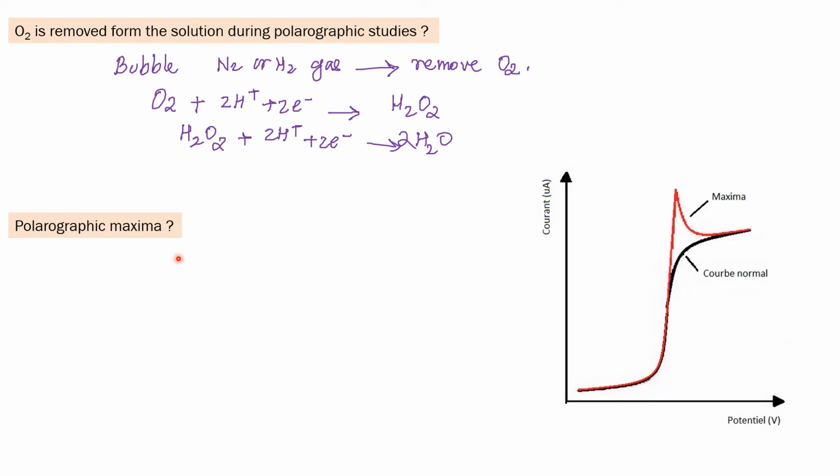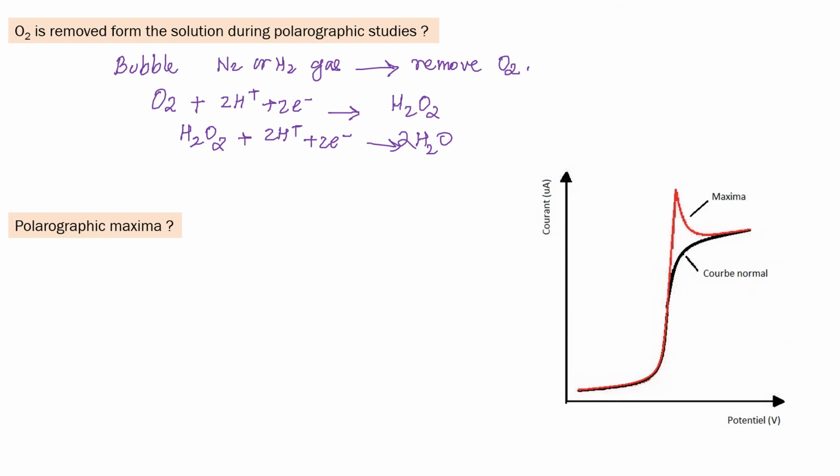The reason for polarographic maxima, till now, is not well known. The exact reason is not understood. And this can be eliminated by adding some agents, that is surface acting agents.